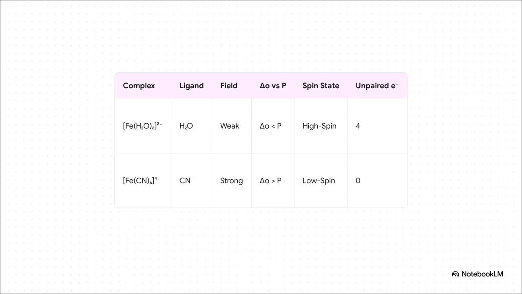Two complexes of iron. First, you have iron surrounded by water molecules. Water is a pretty weak field ligand, so the energy gap is small. The electrons say, it's easier to jump, so they spread out into a high-spin state, leaving us with 4 unpaired electrons. Now, swap the water for cyanide. Cyanide is a super strong field ligand, so the gap is enormous. The electrons say, no way I'm making that jump, and they all pile into the lower level, pairing up. This gives us a low-spin state with 0 unpaired electrons. Think about that. Same metal, just different neighbors, and you get a completely different electronic reality.